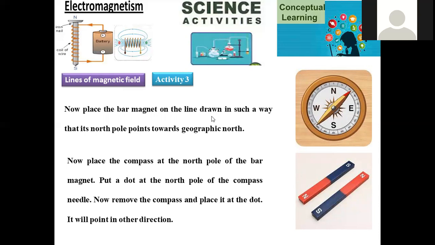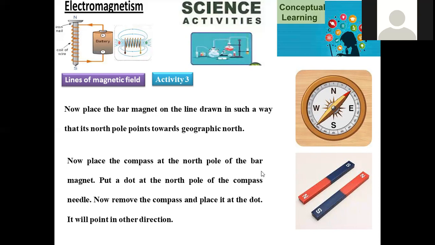Now place a bar magnet on the line drawn in such a way that its north pole points towards the geographical north. When we say geographical north, we already know that our earth is also a big magnet. You can assign different directions for this earth by taking north, south, east, west, northeast, northwest, southeast. In that manner, all these directions are already drawn and we are already familiar with all these directions. What we are doing now is taking the north pole point of this compass direction, and that is inclined with the geographical north. That means earth north is also in the same manner.